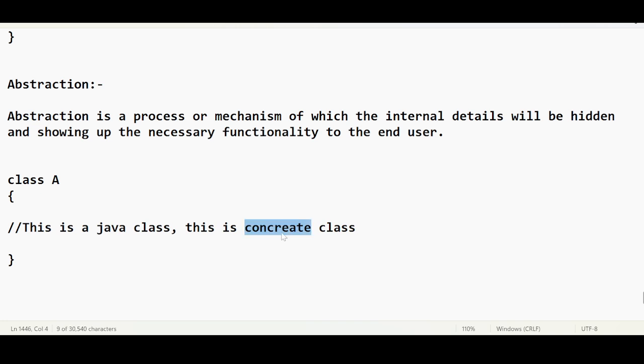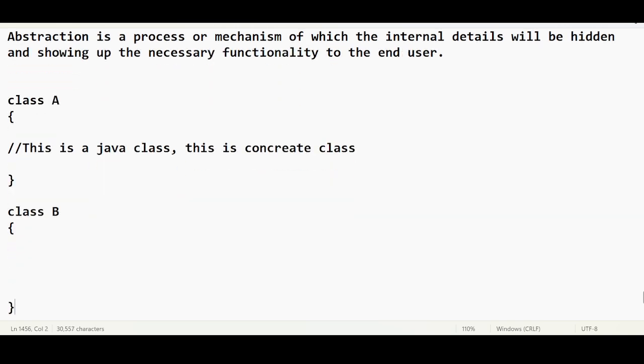Okay, why is this kind of differentiation there? There is another kind of class in Java that is called what? Abstract class. If I take class B, this is a concrete class, or the ordinary Java class, or the normal class. The moment I use a keyword like abstract, it is called what? Abstract class.